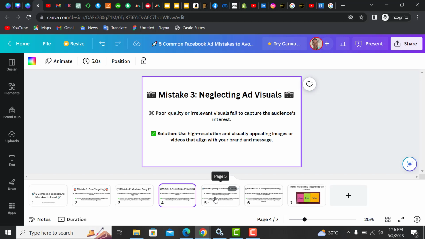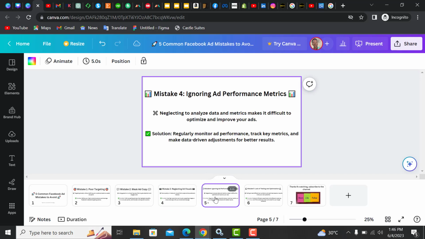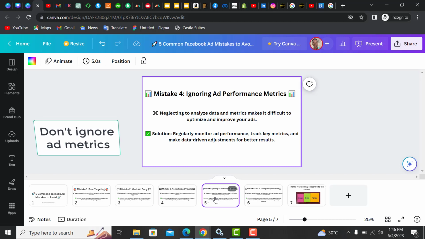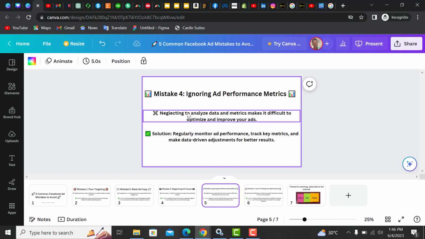What is the fourth mistake? The thing that people do that is very, very bad is ignoring the ad metrics. So when you are running ads, make sure that you are actually looking at your metrics, checking that your metrics are aligned with the goal you want to achieve. Neglecting to analyze data and metrics makes it difficult to optimize and improve your ads.